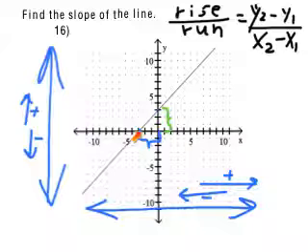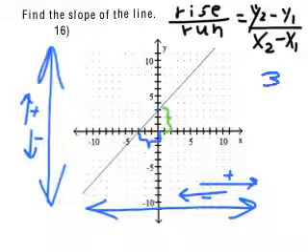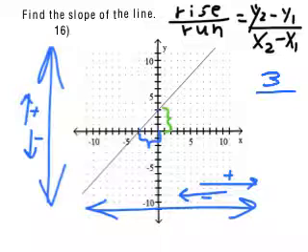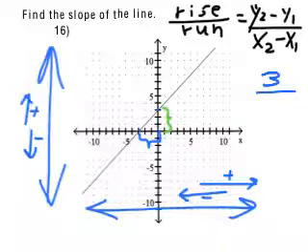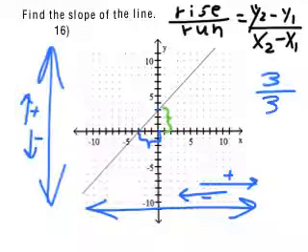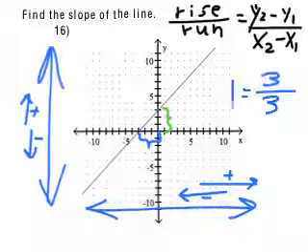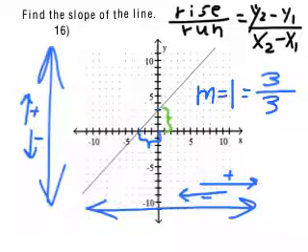We'll start with this point, and notice we'll count our rise. 1, 2, 3. It rises 3. And then we'll count our run. We rose here, and now our run is 1, 2, 3. It's a positive 3. So 3 divided by 3 is 1. So our slope, m, equals 1.